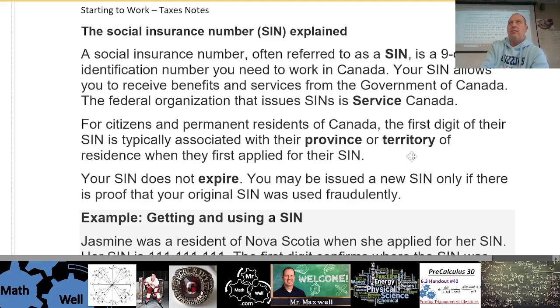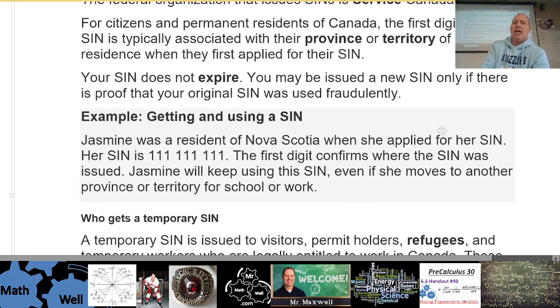So my social insurance number starts with a 6, and so do all the social insurance numbers of my whole family. So I'm guessing that 6 is the Saskatchewan one, okay? Your SIN doesn't expire. If it was used fraudulently, then they may issue you a new one, but generally it's the one you have for the rest of your life. Okay, so Jasmine got a SIN when she was in Nova Scotia. The first digit confirms where the SIN was issued, and Jasmine will keep using this SIN even if she moves to another province or territory for work.